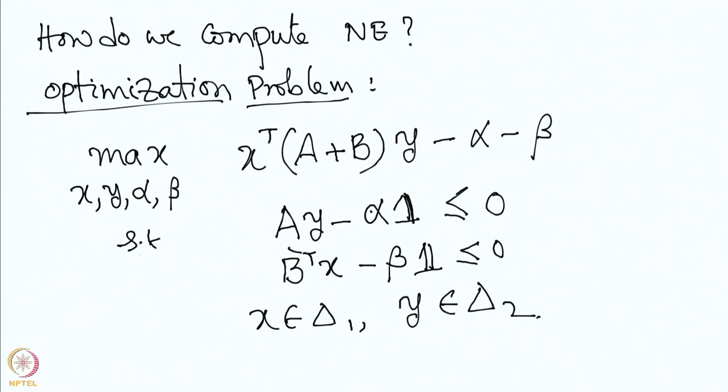So, what we have is that there are 4 decision variables x, y and alpha, beta, and we need to choose the x, y, alpha, beta which maximizes this. Whatever maximizes this, the x star, y star and then alpha star and beta star, they correspond to the Nash equilibrium. x star is going to be the optimal strategy for player 1, y star is for player 2, and alpha star is the value of player 1, and beta star is going to be the value of player 2. So, we will try to prove this fact.